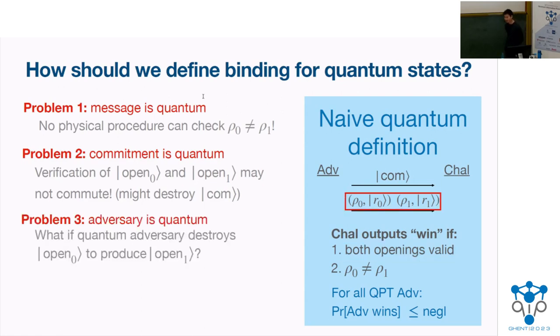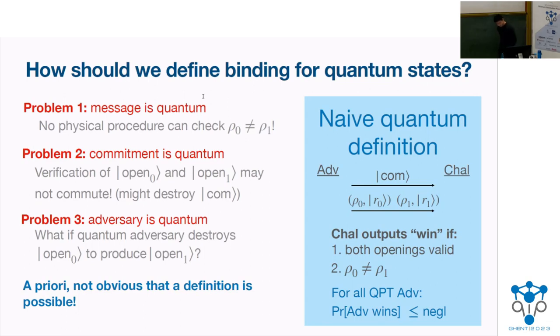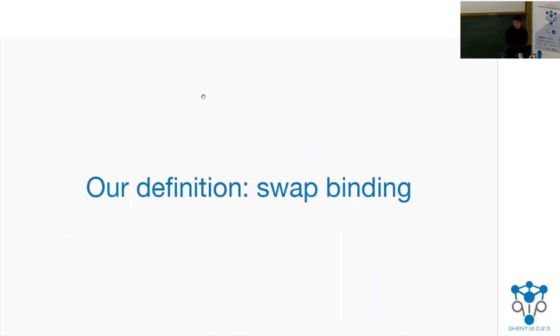And the third problem is that the adversary is quantum. So you can imagine a scenario in which an adversary first sends a commitment for some message Rho0, and then later changes their mind and wants to open to some message Rho1. But in doing so, they might destroy the underlying commitment for Rho0. So this type of attack should violate our intuitive notion of binding, because the adversary is able to change their mind, but it doesn't violate this definition of binding because they can't open to both things at the same time. So a priori, it's not even obvious that a definition is possible. It's not obvious that it's possible to define binding. But in this work, we give a definition for binding, which we call swap binding.